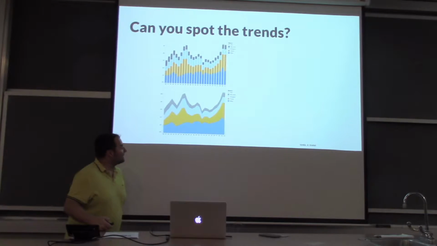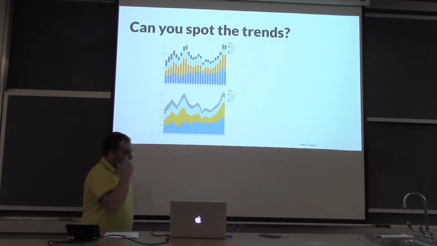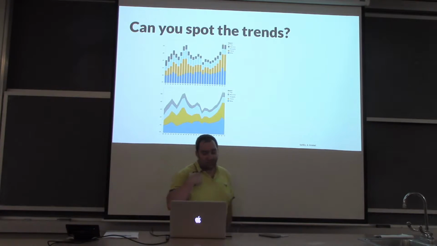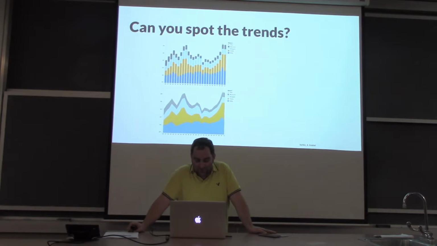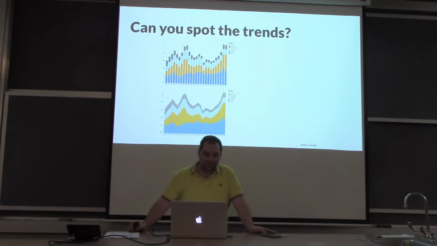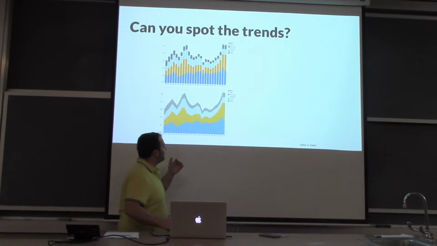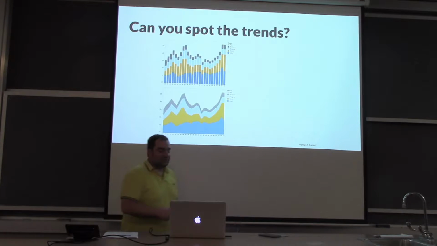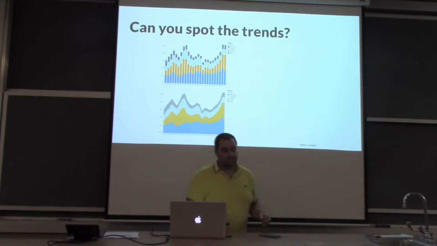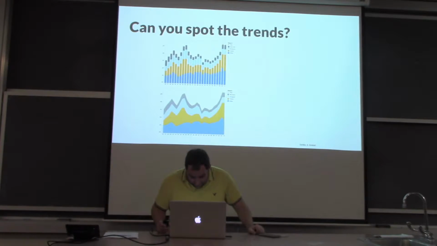In this one, this is how many guns are sold. There are different categories: revolvers, shotguns, pistols, and rifles. These are 2 different approaches: stacked bar charts versus stacked area charts. And so, can anybody spot any interesting trends? That's hard to read, maybe.